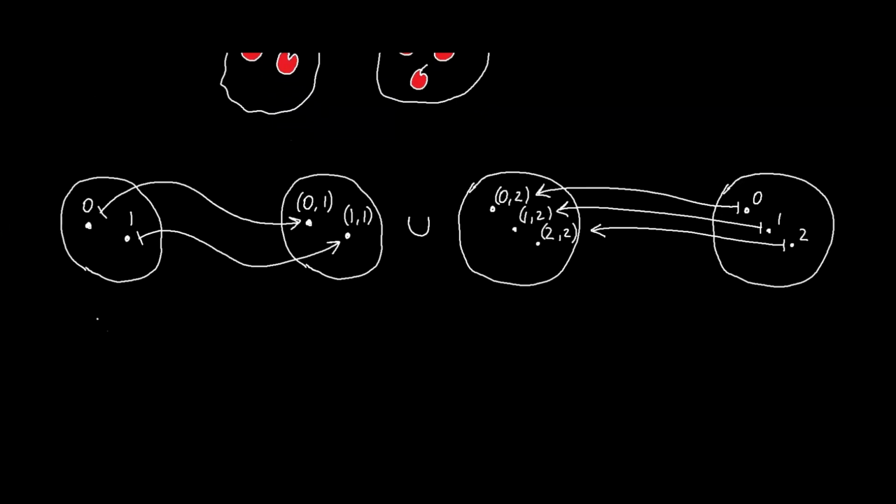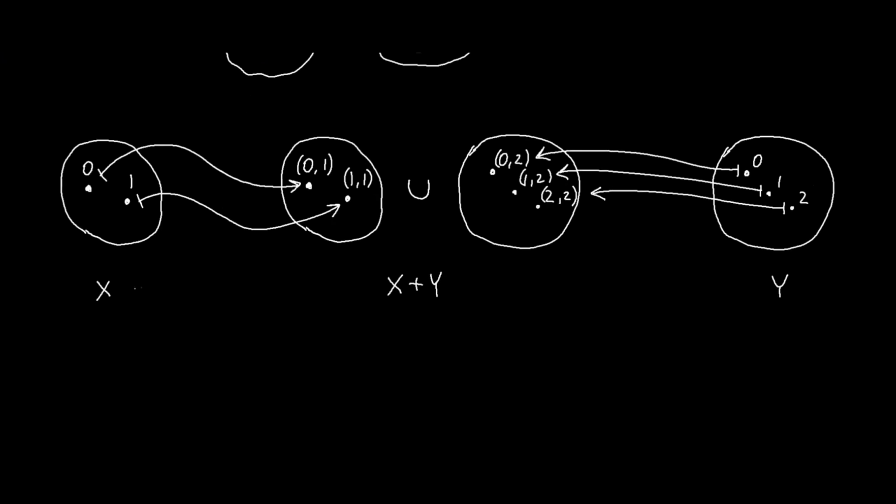So if I call this first set x and I call the second set y, I can call the third set x plus y. And I've got these functions that keep track of which elements come from the set x in this new combined set and which elements come from the second set. Let's give names to these functions. Let's call them iota 1 and iota 2.